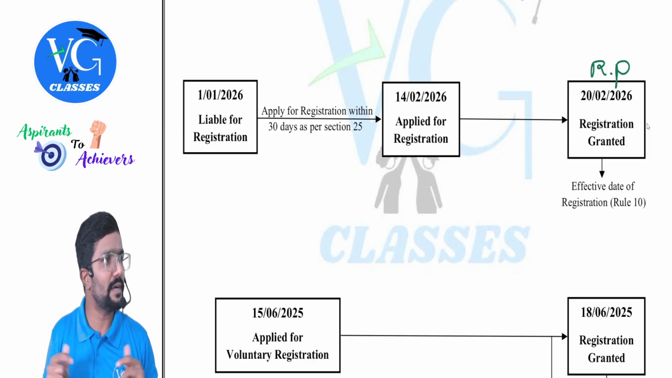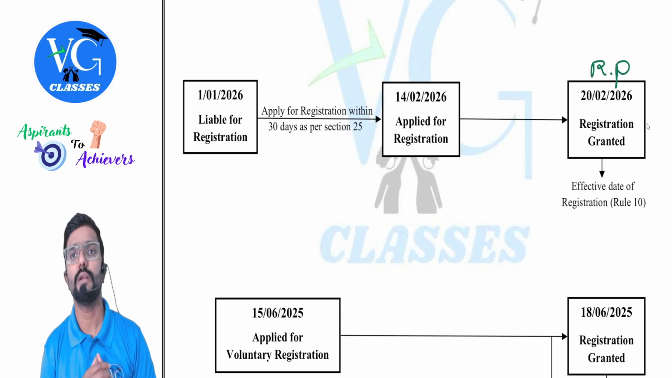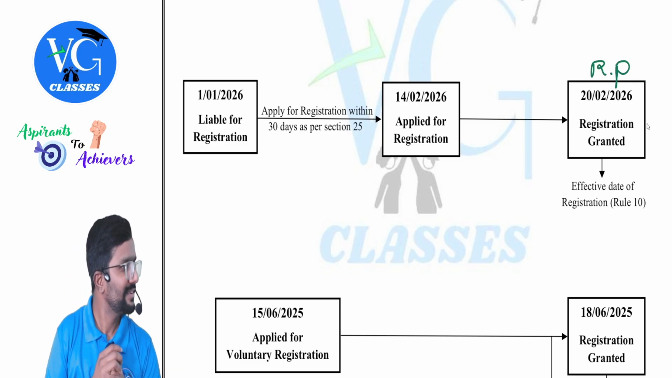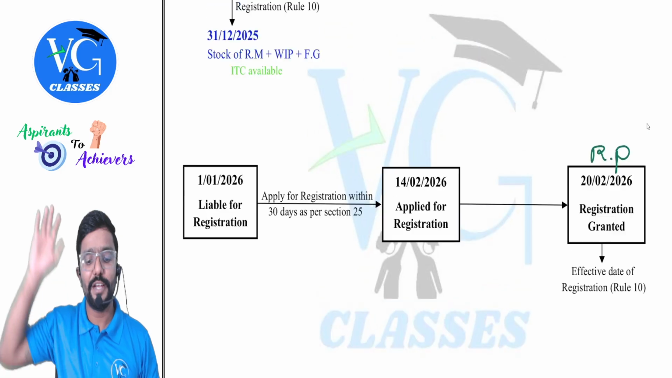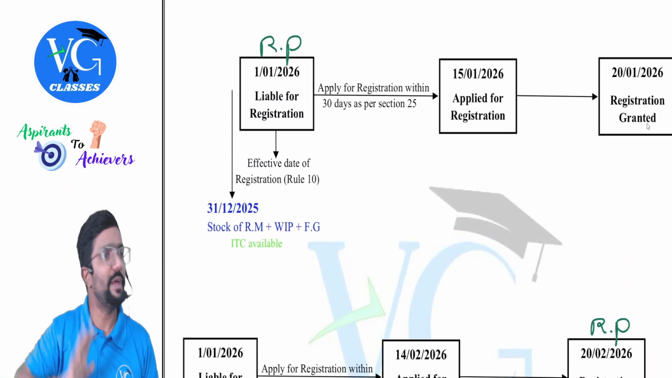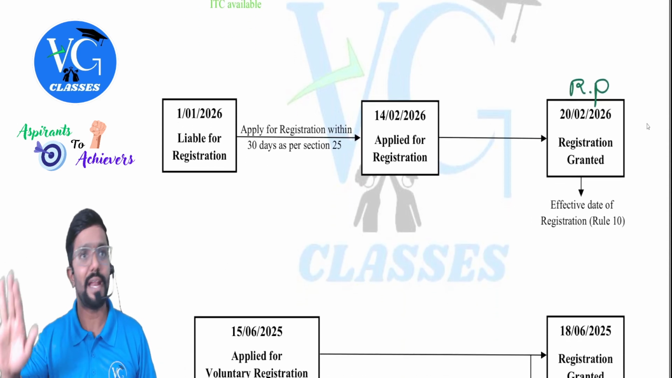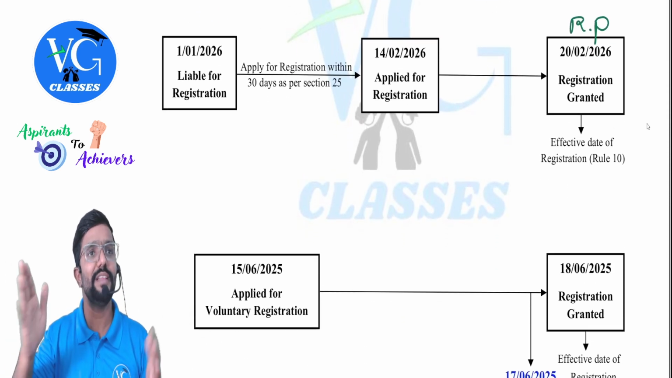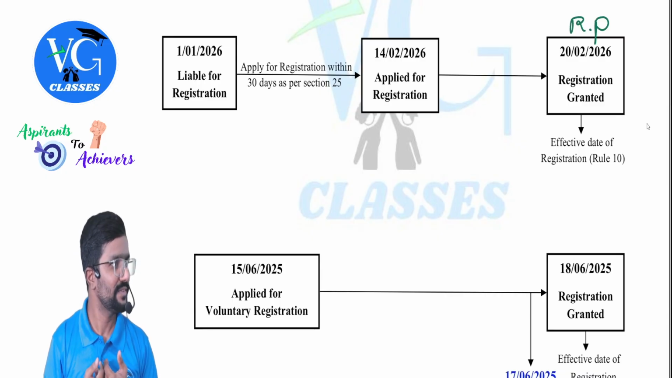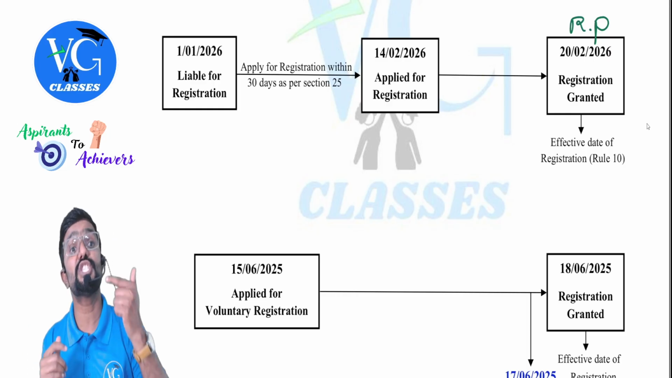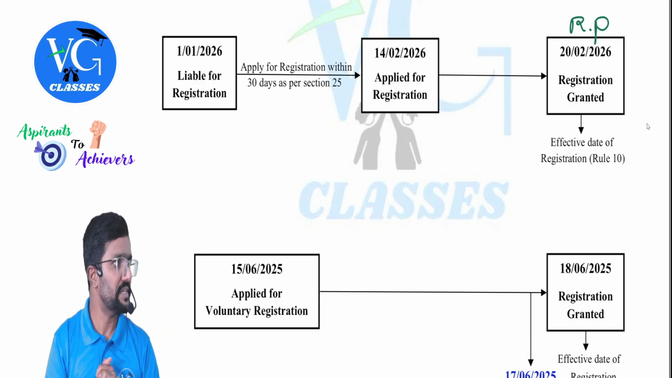That means special case is not applicable here? No. Why, sir? You didn't apply within the time we told. So we don't give you credit. Clear? See, if you follow what they told, they will give you one benefit. Even if you apply after 30 days also, they will grant you registration, because anyway, they want to welcome you under the GST bracket. But will they give the benefit of ITC on the stock? No, they will not give it.